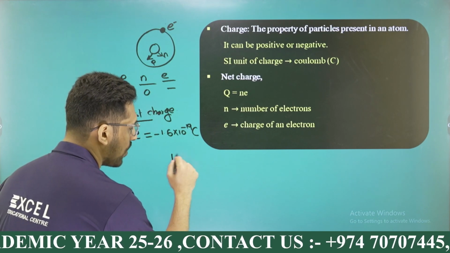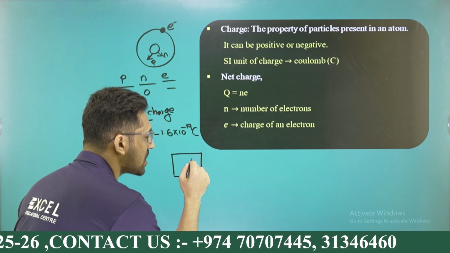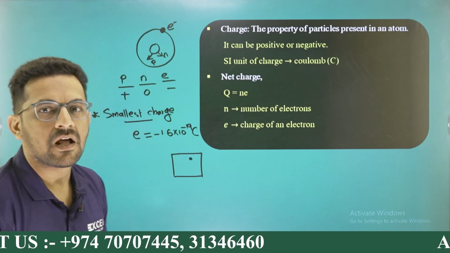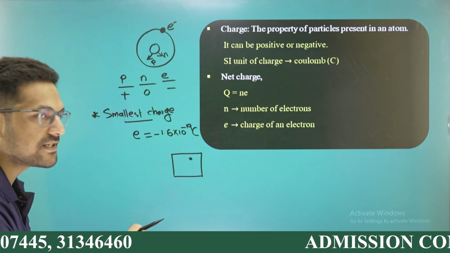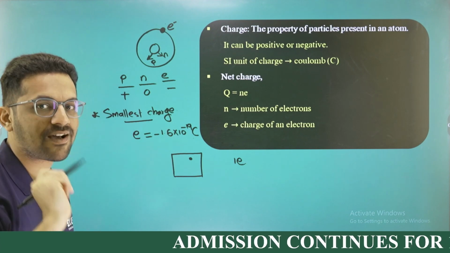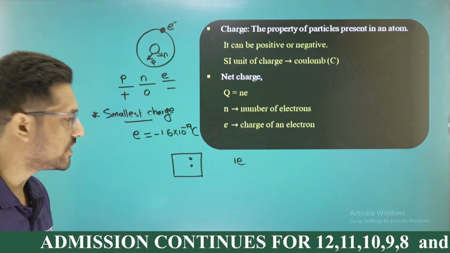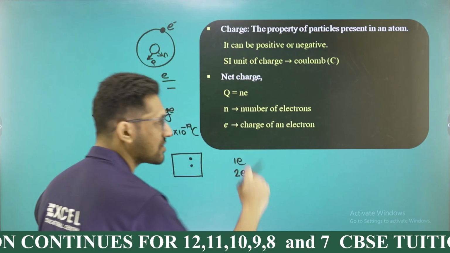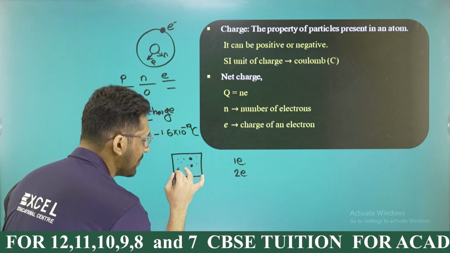Okay. What is this? This is an object. There is one extra electron on that object. We are placing an electron on that object. Now tell me, what will be the charge of this object? The charge on this object will be the charge of one electron. If this object has two electrons in it, what will be the charge? It will be 2 times the charge of an electron.